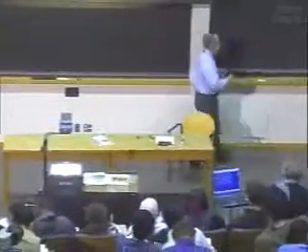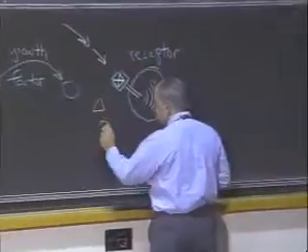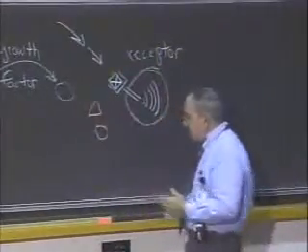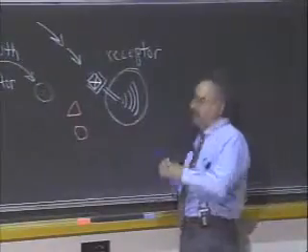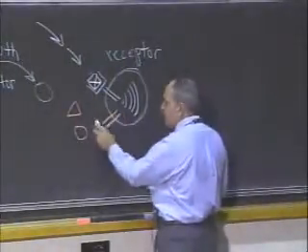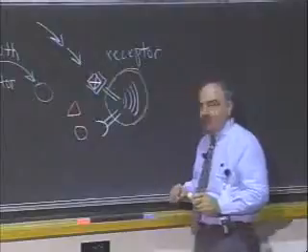Now, the fact of the matter is there are many different kinds of growth factors. Here I've drawn a square one, here's a triangular one, here's a circular one. And each one of these growth factors has its own cognate receptor. So here's a receptor that binds circular growth factors.